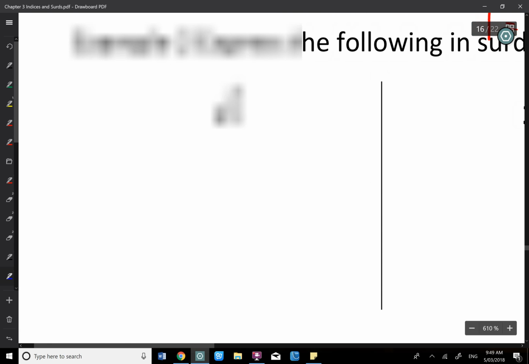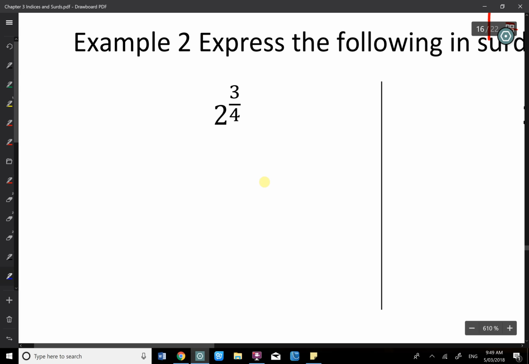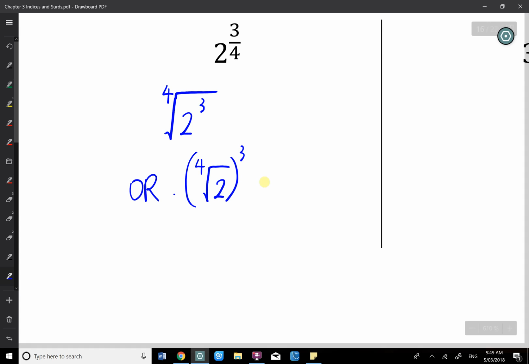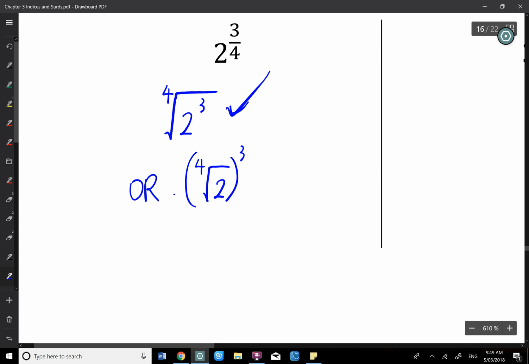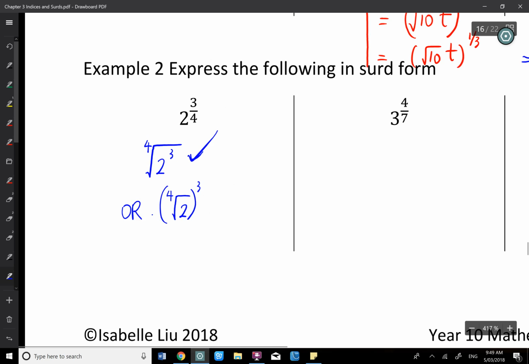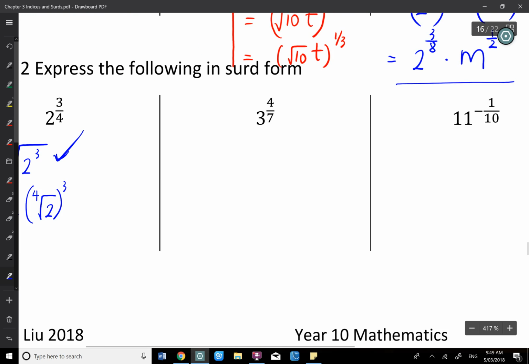2 to the power of 3 over 4. I can say that's 2 to the power of 3 and then to the 4th root, or I can say that's 2 to the root 4 and then that to the power of 3. I can go for both ways, but maybe the first one looks better, more simple, but they're exactly the same. So I can go to the power first, or I can go for the root first. Use the same idea to complete the next 3.